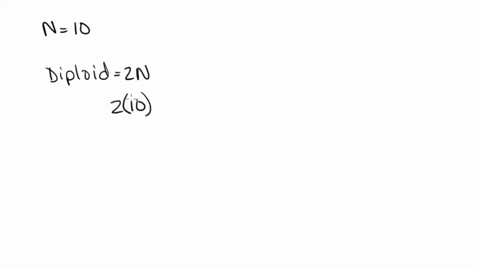Now, if we know the N number of an organism, so if we know, for example, that an organism has 10 unique chromosomes, we can figure out how many chromosomes would be in the diploid version. Because diploid is 2N, so if we know that the haploid number is 10, we can just take that and say 2 times 10, plug that in for our N number, and then we can say, okay, a diploid cell from that organism is actually going to have 20 chromosomes inside of it.